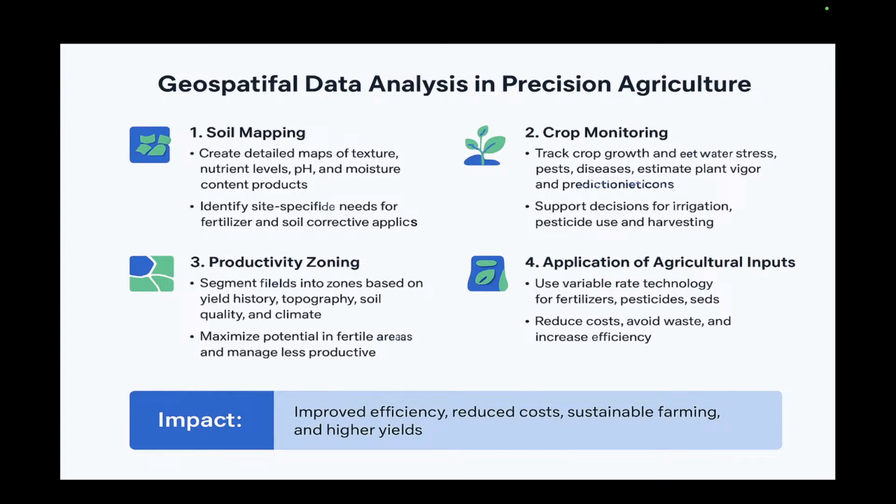Suppose soil mapping, we create detailed maps for texture, nutrient level, pH, and moisture content. Identify sites for specific needs of fertilizer and soil corrective applications, and also use it for crop monitoring. Suppose crop growth or water stress or diseases for irrigation. So this type of thing is crop monitoring. So basically, these four types of application we just apply in our precision agriculture topic.